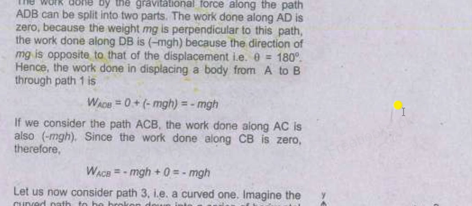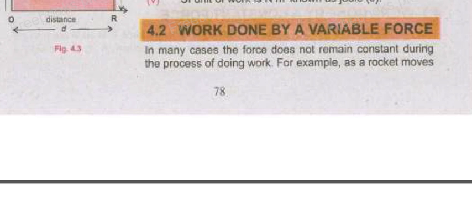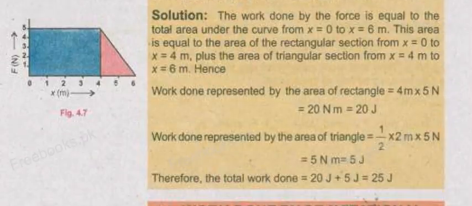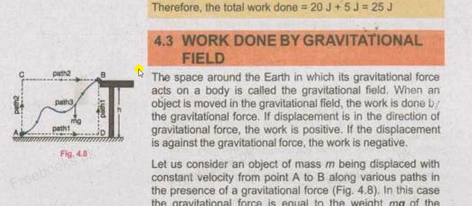Similarly for path 2, the work done is divided into two components, and one component is this one, A to C. The gravitational force mg is downward but the displacement is upward, so the angle is 180. So the work done will be minus mgh because the displacement is h.